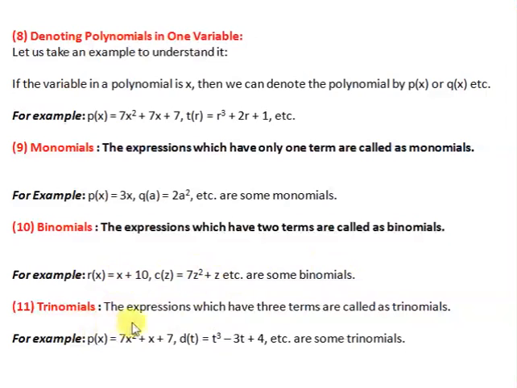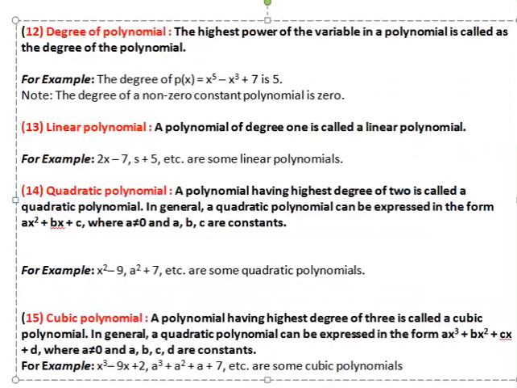Third is trinomial. The expression which has three terms is called a trinomial. For example, 7x square plus x plus 7. Here you can see there are three terms. Terms we have already defined previously; they are usually separated by plus or minus. So here also you see there are three terms, so this is also a trinomial.